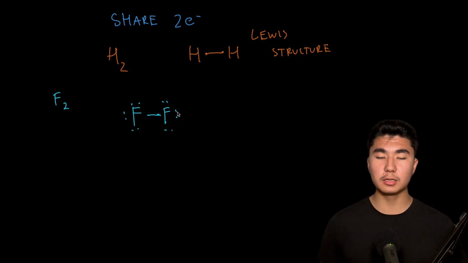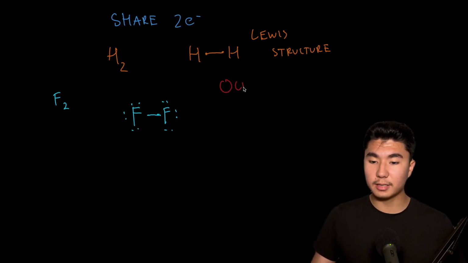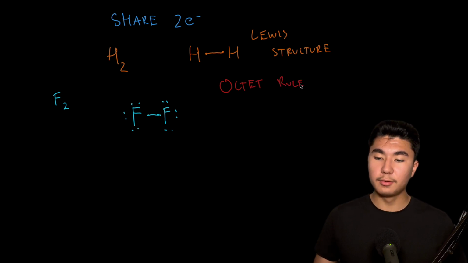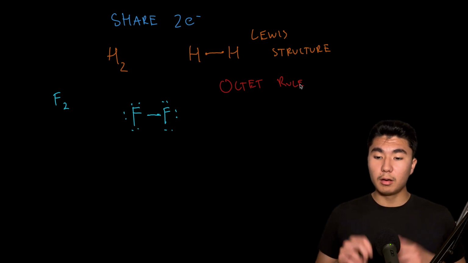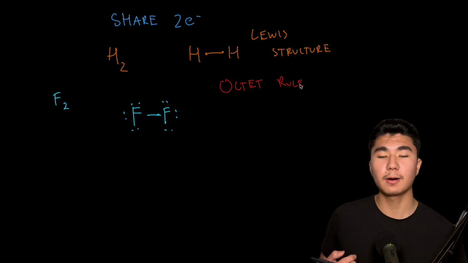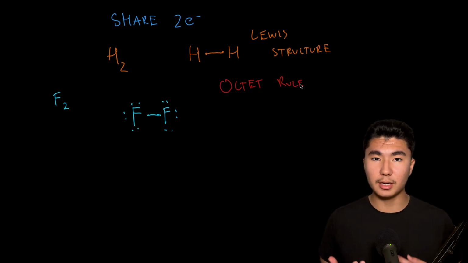Now, throughout these Lewis structures, we have to keep in mind the octet rule. The only way we can create these Lewis structures is if we agree with the octet rule, but there are some exceptions like sulfur and other atoms that don't really need to fill the octet.